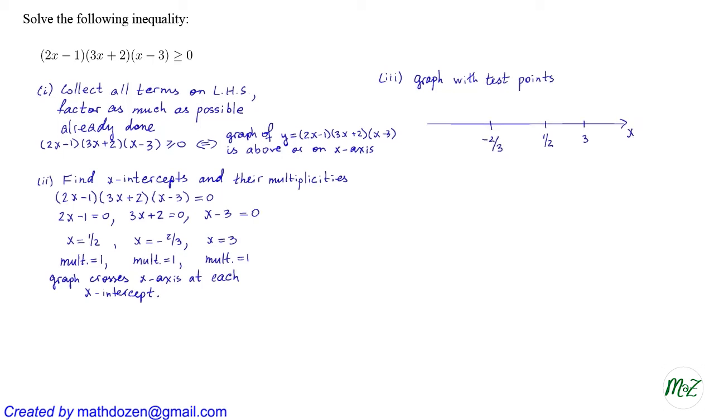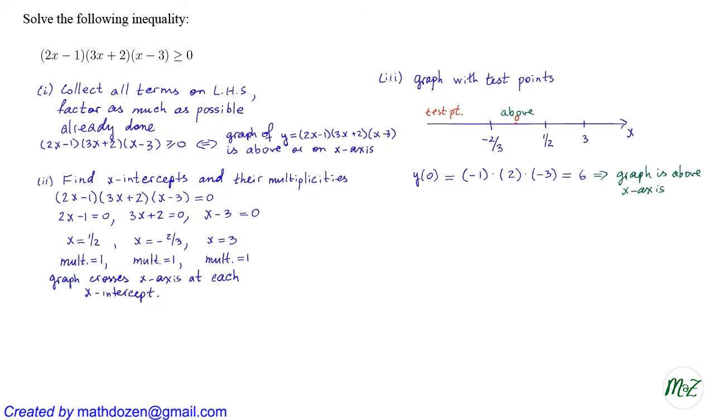So we're going to make a sketch of the graph using test points. So here's the number line. We label the x-intercepts, negative 2/3, 1/2, and 3. Then use some test points. We're going to use the convenient test point x equals 0. So if we calculate y of 0, we're going to end up with -1 multiplied by 2 multiplied by -3. That gives us +6. So that means the graph is above the x-axis at that point. So between -2/3 and 1/2, the graph is above the x-axis.